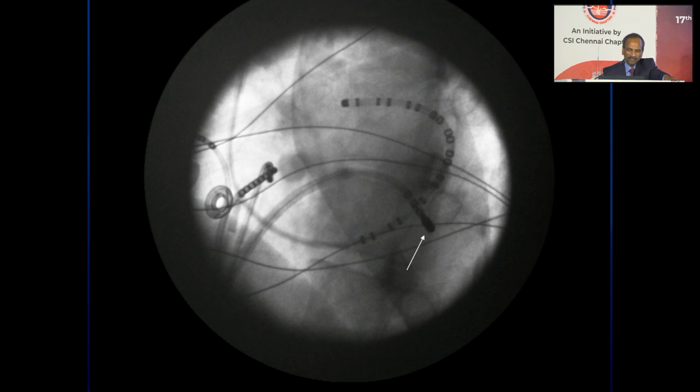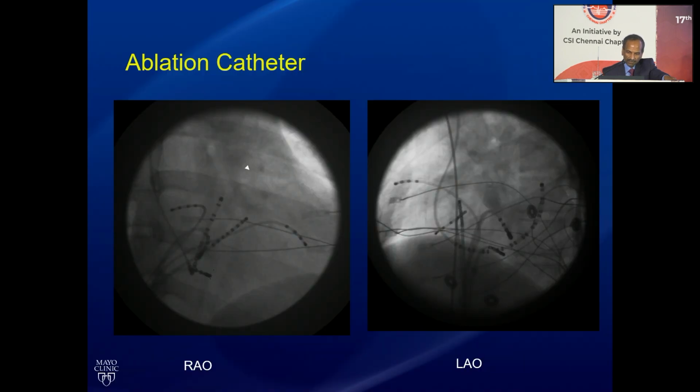LAO view, this is a bad location. Why? Your catheter should never be in the LAO in the same plane as the CS. You cannot be on the annulus with this type of LAO. What you want is some separation in the LAO. So RAO you want to straddle, LAO you want some separation.